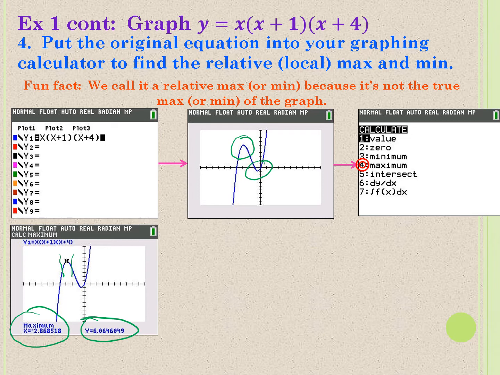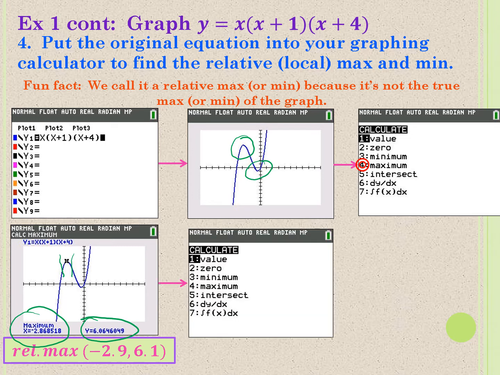We usually say go to the 10th place because, again, you're graphing and your graph is not going to have a gazillion little tick marks in between the major ones. So we say go for the 10th place, or 1 decimal place. So I get that the relative max, when I round appropriately, is (-2.9, 6.1).